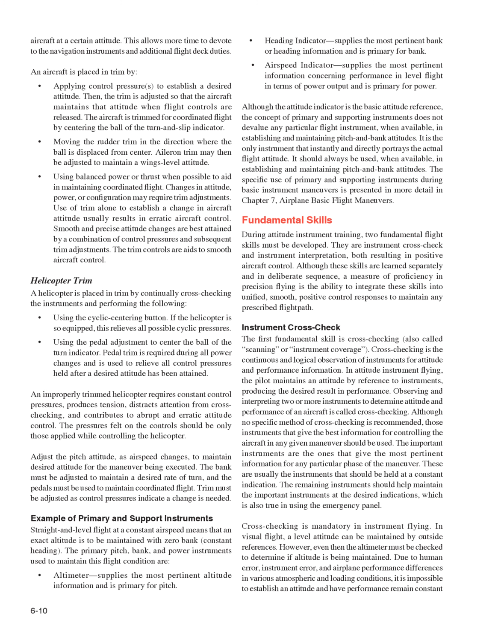Example of primary and support instruments: straight and level flight at a constant airspeed means that an exact altitude is to be maintained with zero bank, constant heading. The primary pitch, bank, and power instruments used to maintain this flight condition are: altimeter, supplies the most pertinent altitude information, and is primary for pitch. Heading indicator, supplies the most pertinent bank or heading information, and is primary for bank. Airspeed indicator, supplies the most pertinent information concerning performance in level flight in terms of power output and is primary for power.